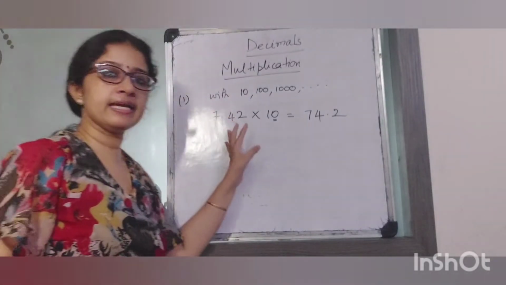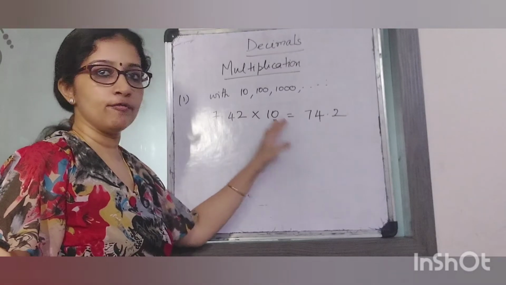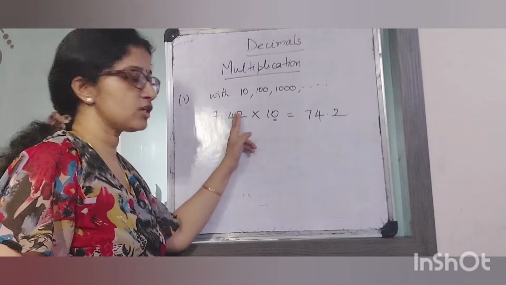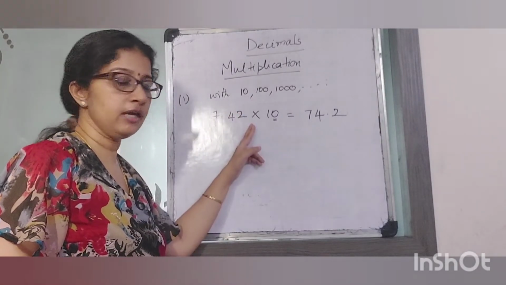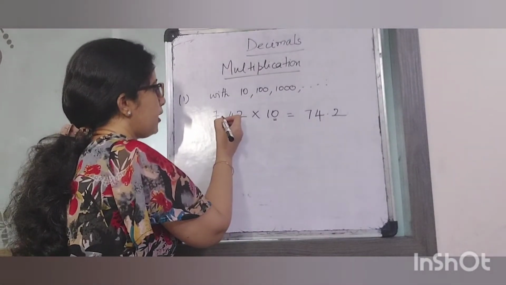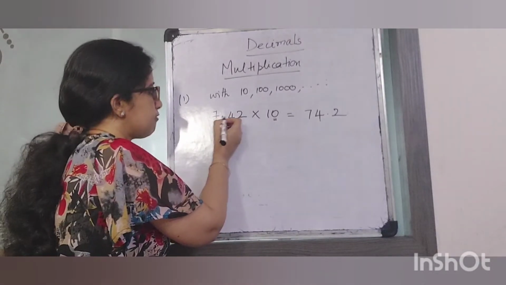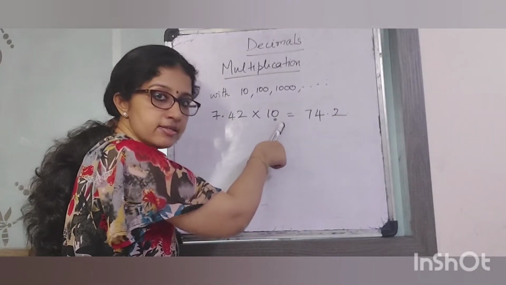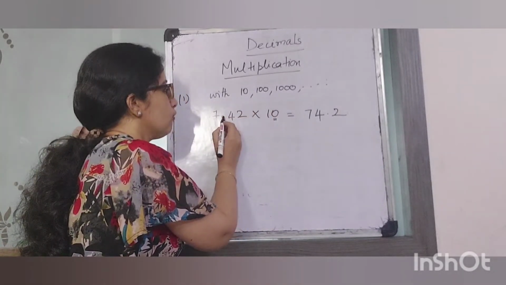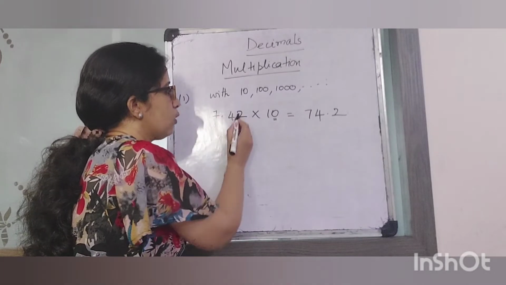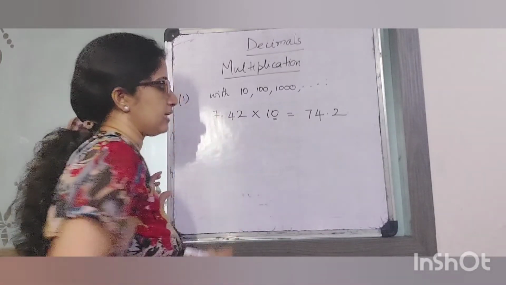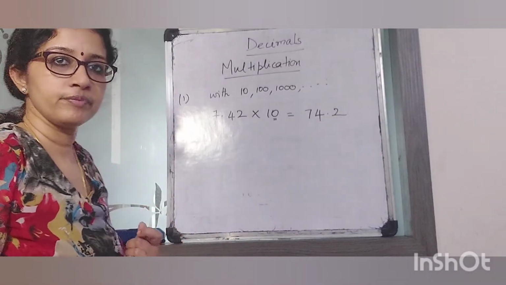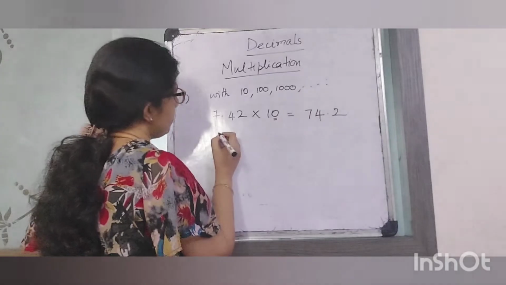So when we are multiplying a decimal number by 10, we have to shift the decimal point by one digit to the right, one place to the right. Okay. Here the decimal was between the 7 and 4. Okay. So when we multiply it by 10, since there is only 1 zero in 10, we have to shift this decimal by 1 place to the right. So the answer becomes 74.2.